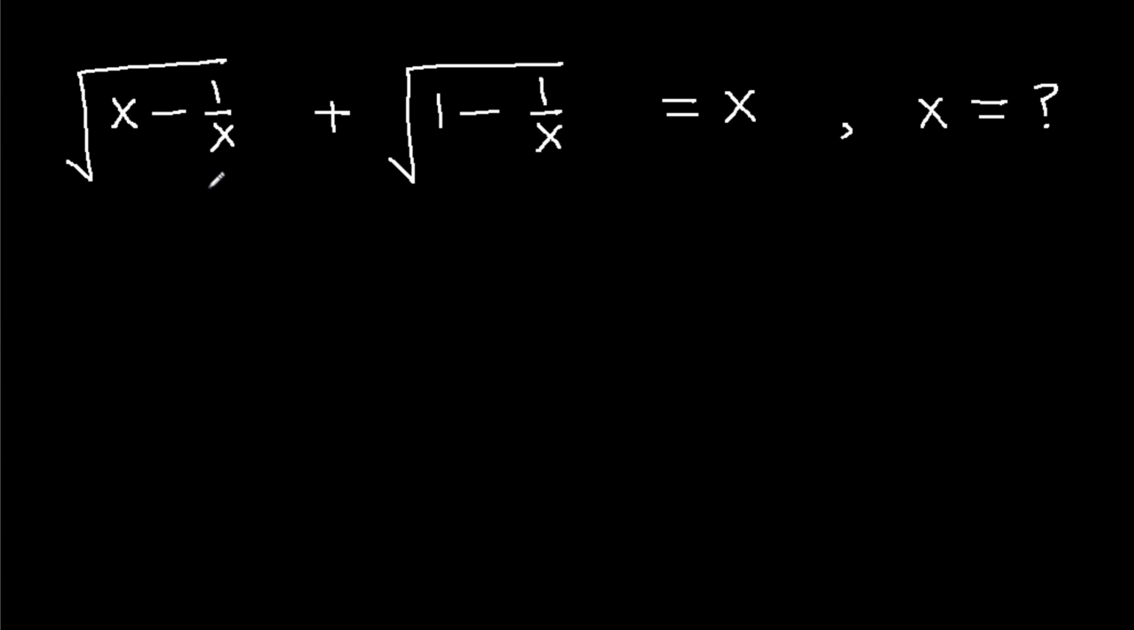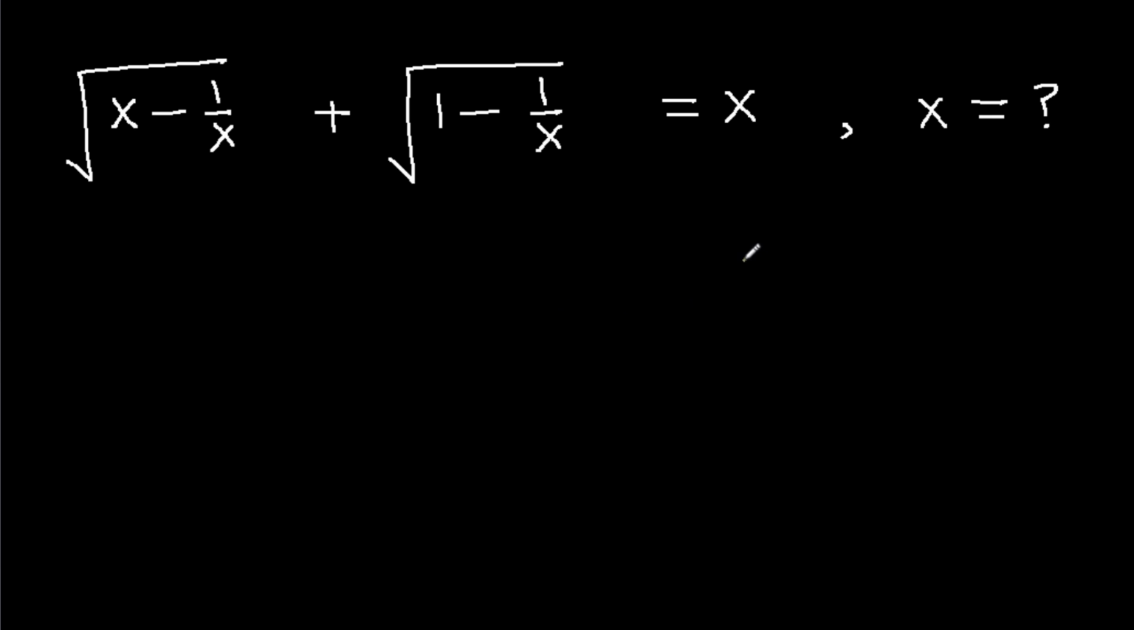In this video, we have been given that the square root of x minus 1 by x plus the square root of 1 minus 1 by x is equal to x. Then we have to find x.